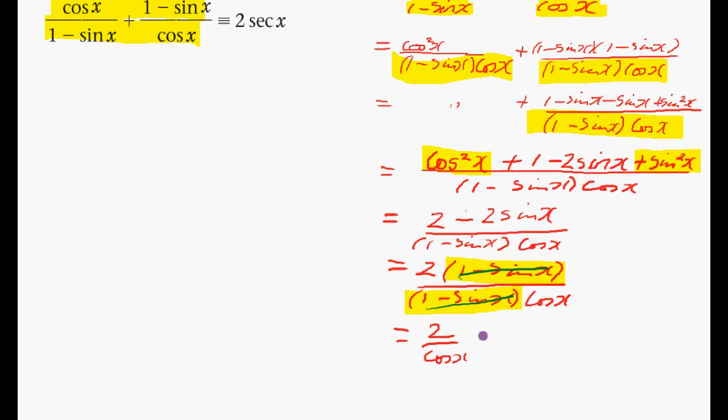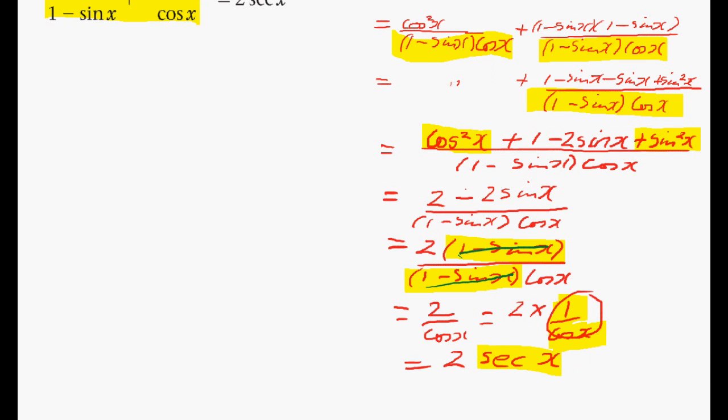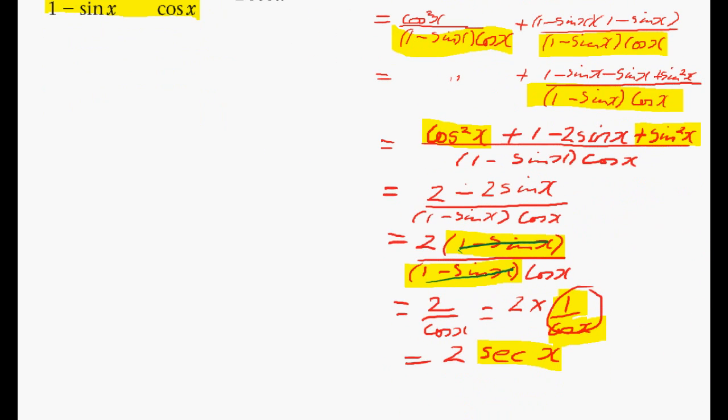Forgive me for putting an equals on the side because I'm not really changing anything. That's just 2 lots of 1 over cos x. And we know 1 over cos x is sec x. So therefore I end up with 2 sec x, which is what we were trying to find. So just highlight that again. I end up with 2 times 1 over cos x, and 1 over cos x is equal to sec x. So I get 2 sec x, which is what I was finding in the beginning. So therefore this equals the right hand side, and I am done.